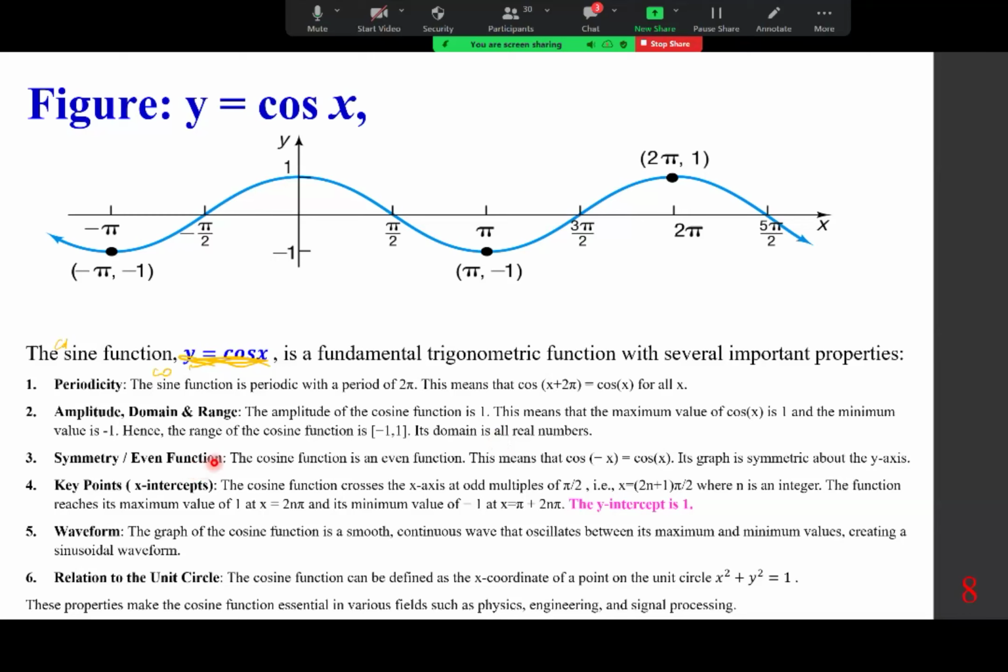Symmetry: even function. The cosine function is an even function. This means cosine of minus x is cosine of x. Its graph is symmetric about the y-axis.